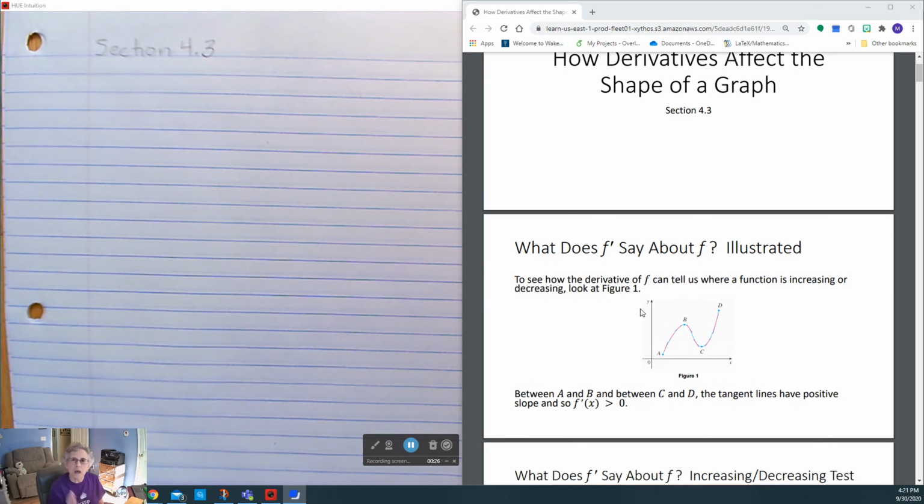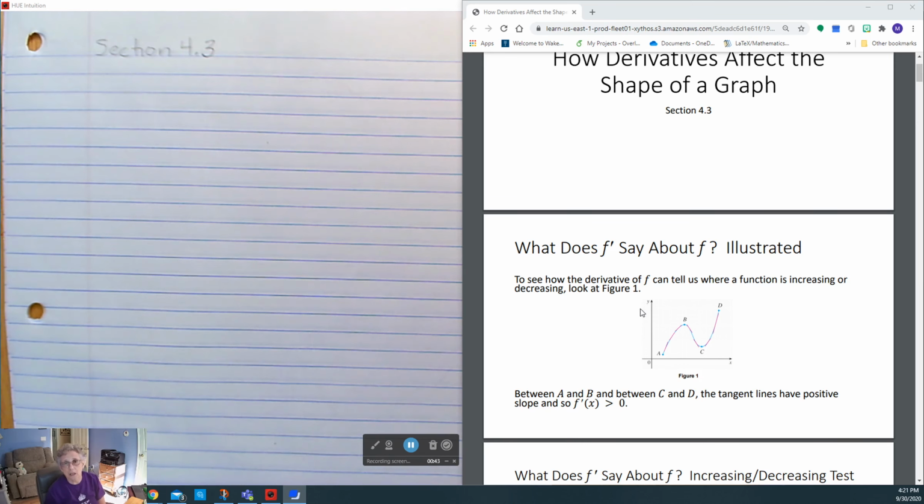What does f prime say about it? Well, it's the slope of the tangent line. So if the tangent line is positive, your graph is going up. If the tangent line is negative, your graph is going down. If the tangent line has a slope 0, then your graph has a little flat spot, either a max, a min, or just a little flat area.